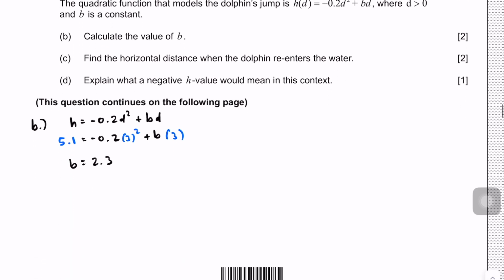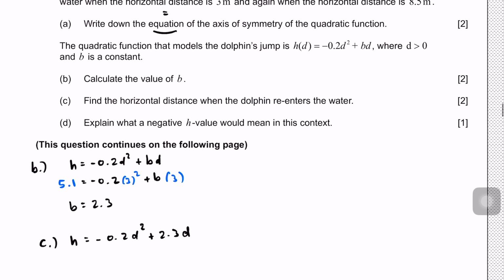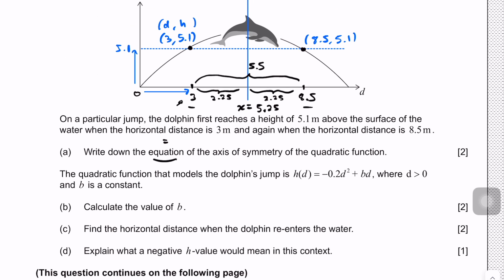So we have an equation right here linking height to the distance that the dolphin travels. And I'm actually going to write that out right here. So the height that the dolphin travels is related to negative 0.2 d squared. We found out what b was. It's 2.3 d. We have an equation which relates the height of the dolphin to the distance traveled. And the question is, okay, well, how far has it traveled after it hits the water? Well, once it hits the water, it's going to be at a height of 0. This is the surface level of the water.